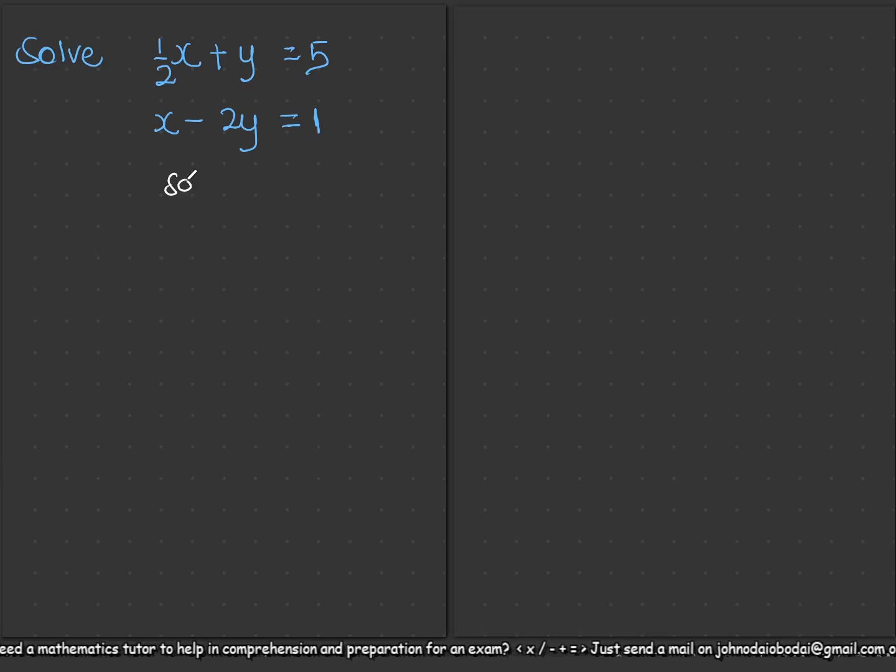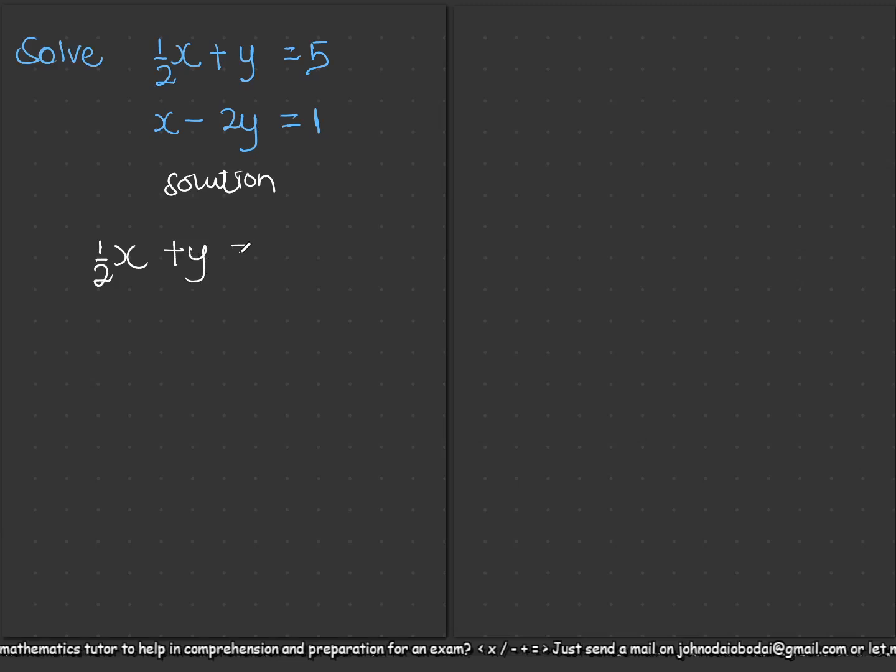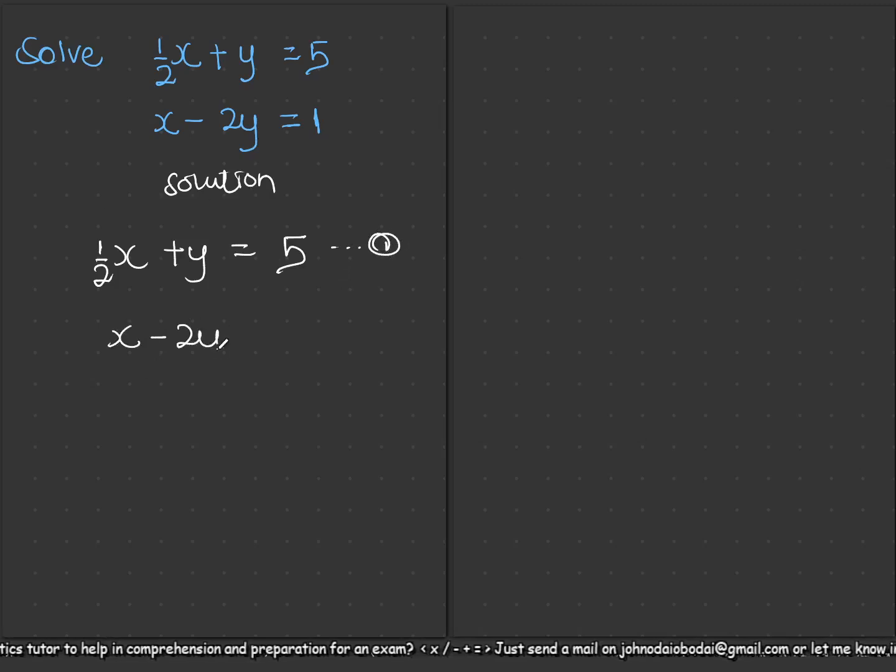Our solution. As usual, I would like to name my equations. Hence, I have 1 over 2x plus y is equal to 5. Mind you, you can write this as x plus 2y equals 10, but let's just leave it as it is. So this here is our equation 1. And then for equation 2, we have x minus 2y is equal to 1. So what we do is pick a variable of your choice and then make it the subject.